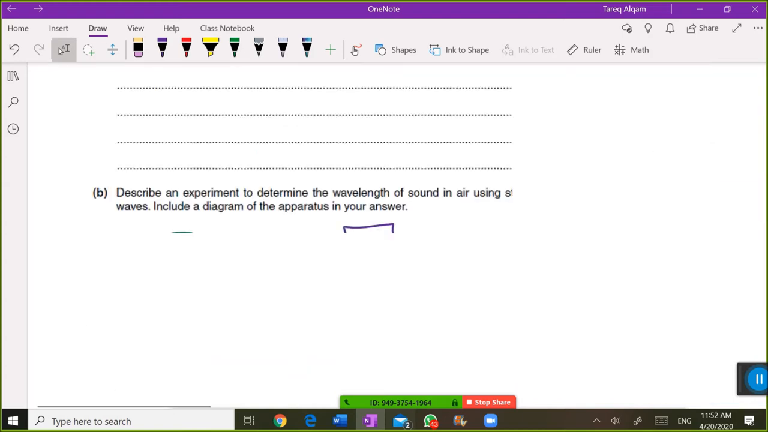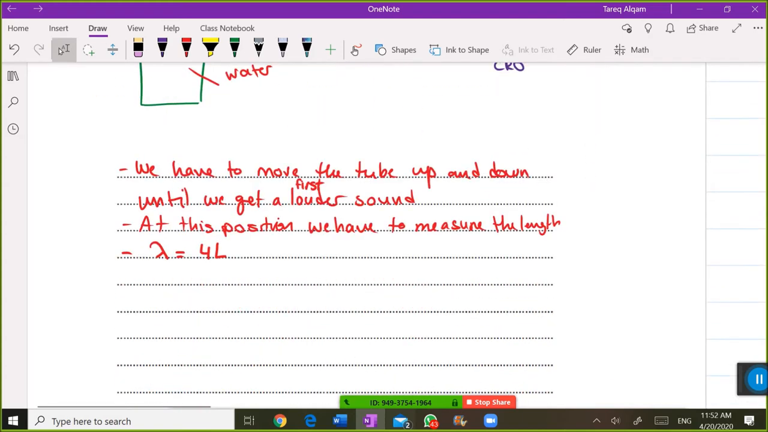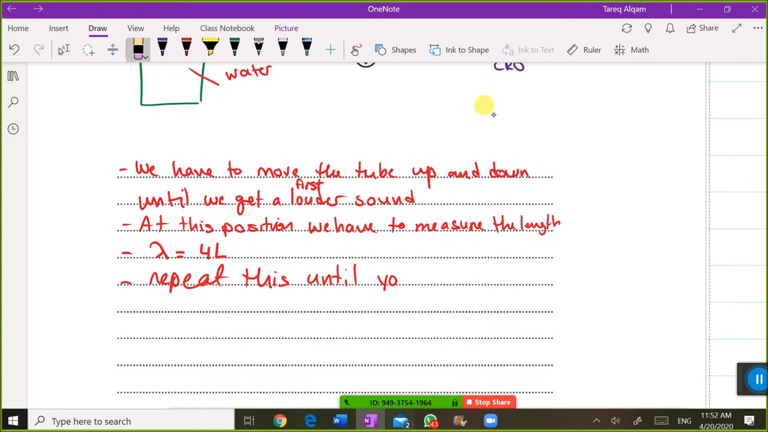I may write this: repeat this until, okay, I'll repeat this and find the average of this position. And find the average. Okay, guys, and find the average. So, you have to mention this also. You have to mention this.